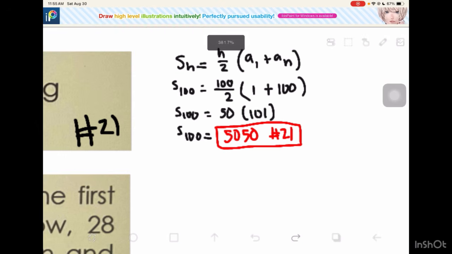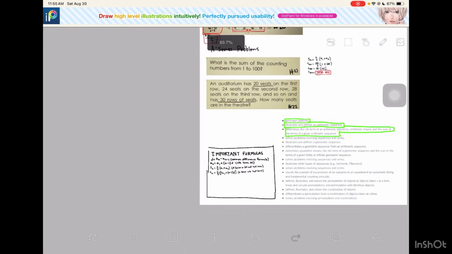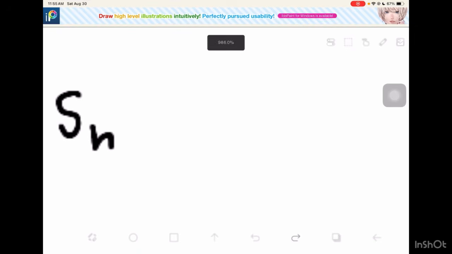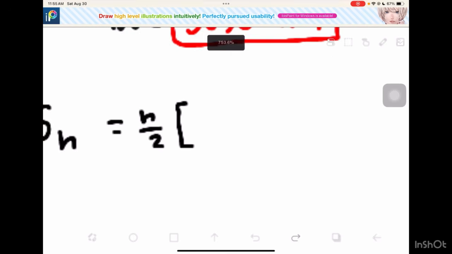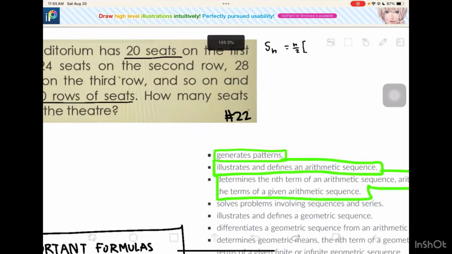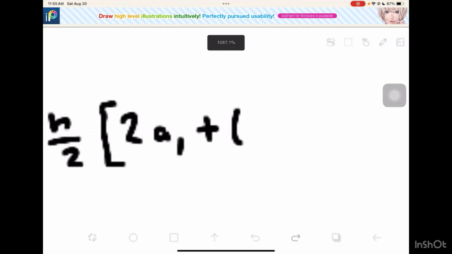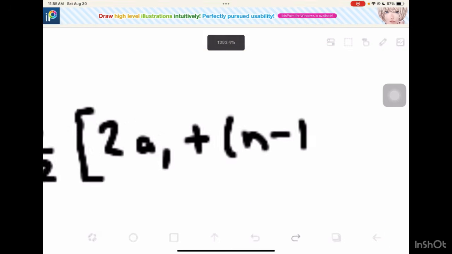Now, as you could see, this one relies on the last term to be known. However, we don't know the last term. So we'll have to pull out a more complex formula for this one, which is S of n is equal to n over 2, in brackets, 2a sub 1 plus, in parentheses, n minus 1 times d.